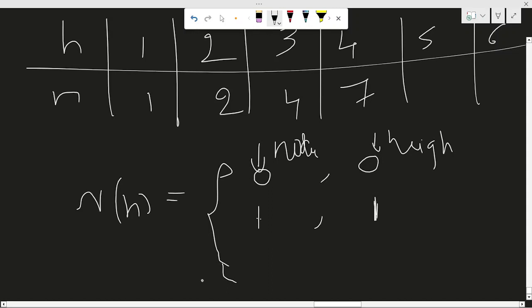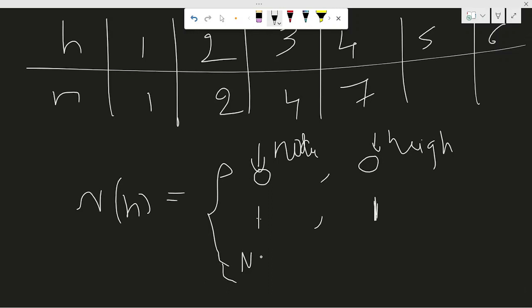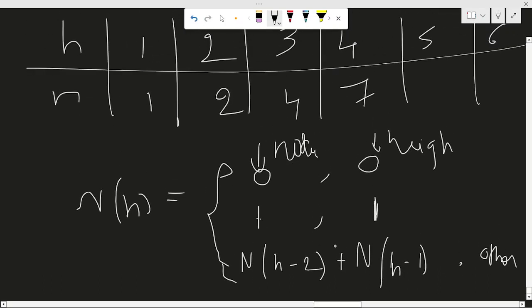Otherwise, what I am going to do is use recursion: n of h minus 2 plus n of h minus 1. So for height h, otherwise, this is the formula. Let us check whether this will work or not.